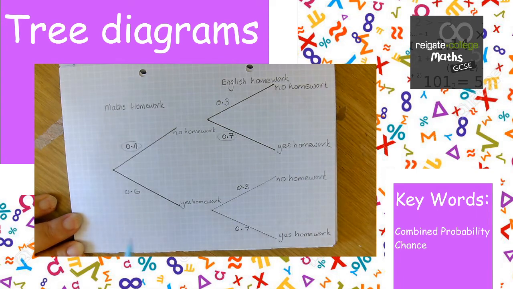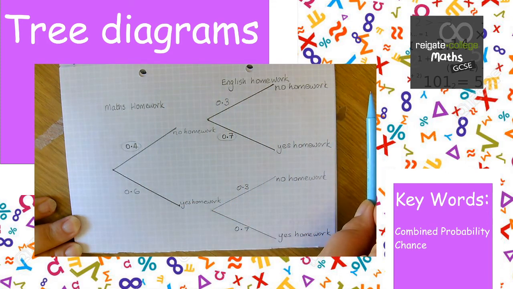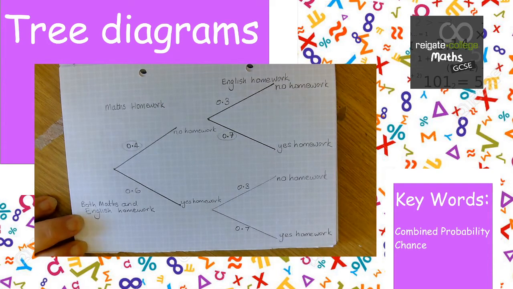Now, whatever question I'm being asked when I'm combining the probabilities, I still am going to multiply as I move through my tree diagram from left to right. Now, I could be asked any combination of questions, but the one I'm going to answer here is, what is the probability of being given both maths and English homework? So starting here, maths homework is on the bottom branch, so I travel down the bottom branch. That's a probability of 0.6.